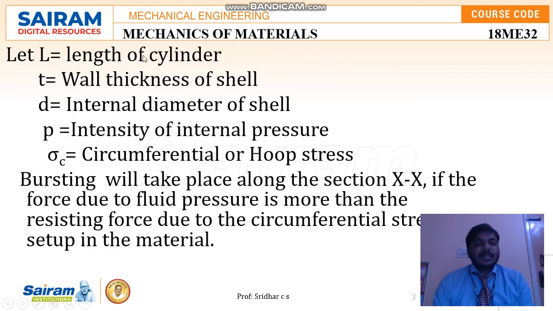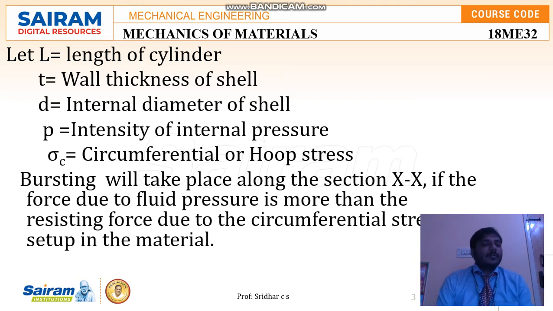Let L be the length of the cylinder, t the wall thickness of the shell, D the internal diameter of the shell, and P the intensity of internal pressure. Sigma c, or sigma 1, is the circumferential or hoop stress.